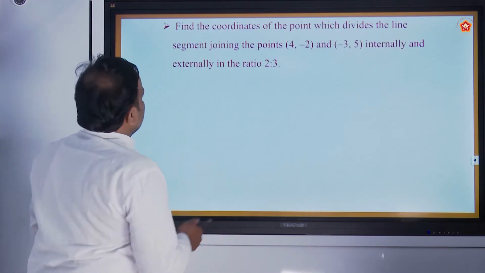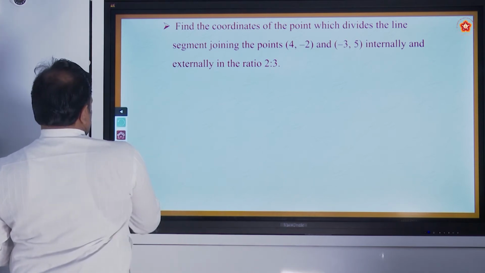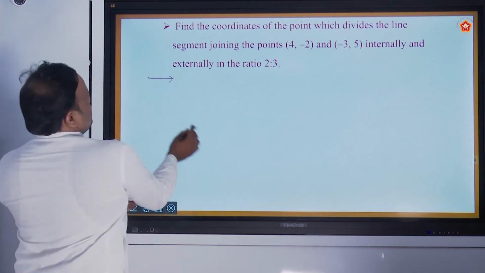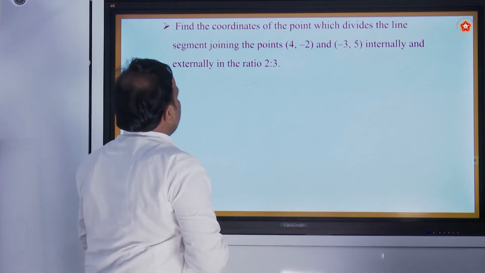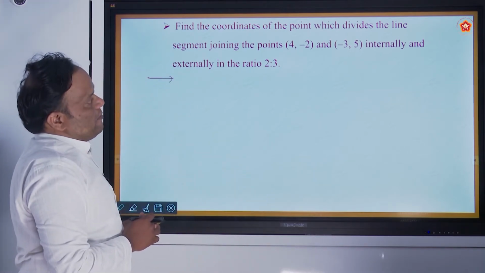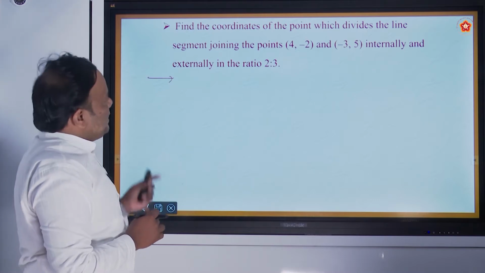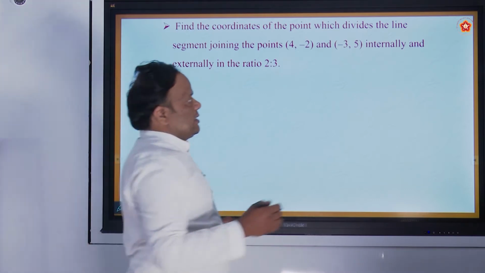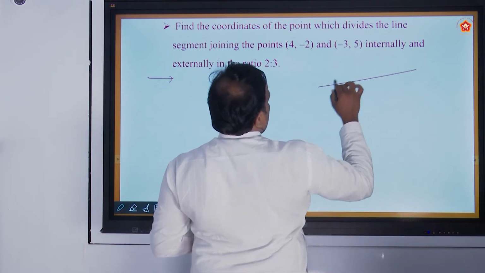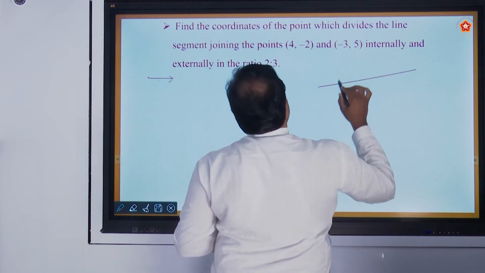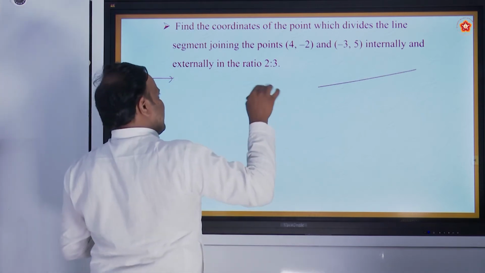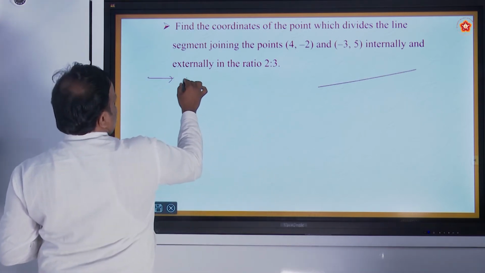So observe here, the first problem is: find the coordinates of the point which divides the line segment joining (4, -2) and (-3, 5) internally and externally, both in the ratio 2:3. So draw the rough figure here. First I find the point dividing internally. I take the first part as internal division.